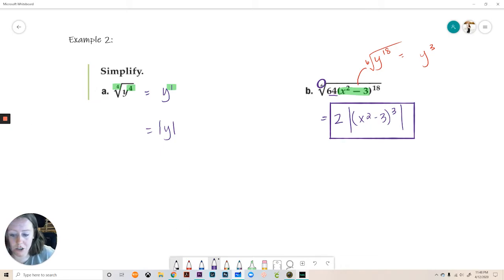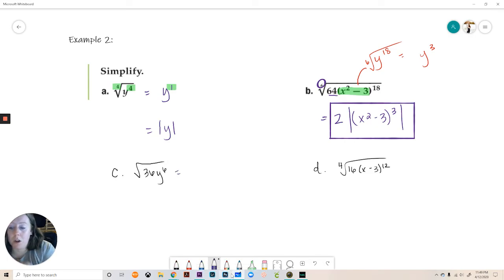And I've actually decided to do 2 more of these. I'm going to do example C and D. But let's look at example C as the square root of 36 y to the 6th. And then D is the fourth root of 16 times x minus 3 to the 12th. Okay, so it looks like we've got a lot of even roots and even exponents here, even powers.